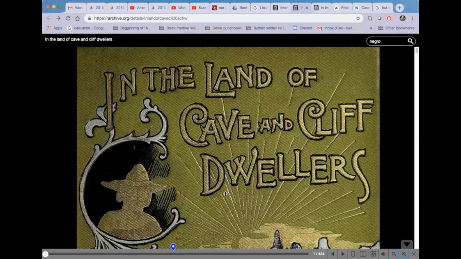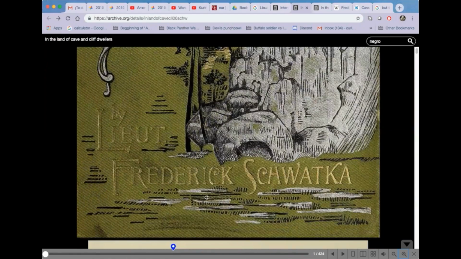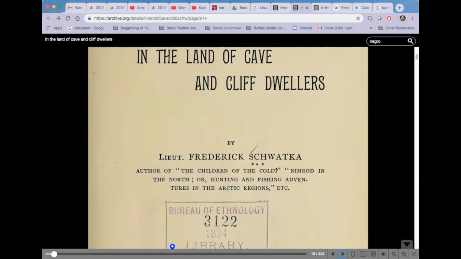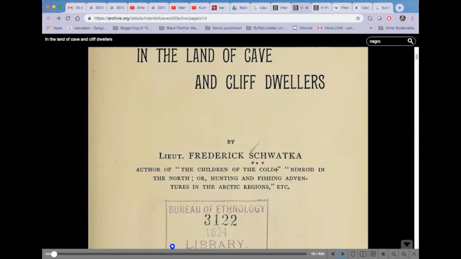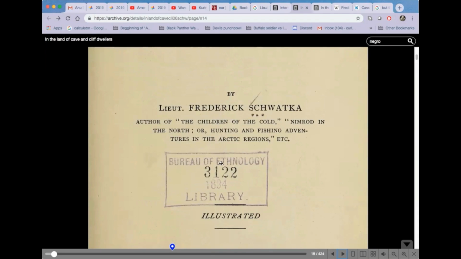All right, so now we're in this other book. It's called In the Land of Cave and Cliff Dwellers by Lieutenant Frederick Schwatka. Again, In the Land of Cave and Cliff Dwellers. All right, so this was an expedition that was done by this guy, Frederick Schwatka, in the 1800s. And again, this is in the Bureau of Ethnology Library.